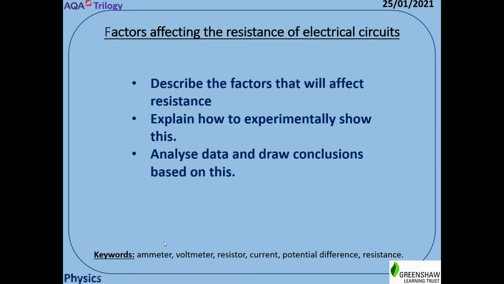Okay, so all the keywords that we're using today: ammeter, voltmeter, resistor, current, potential difference, and resistance. These should all be coming part of your vocabulary now. We come up against them in several lessons. You need to be able to use those words in the correct places, so watch out for those across the lesson.